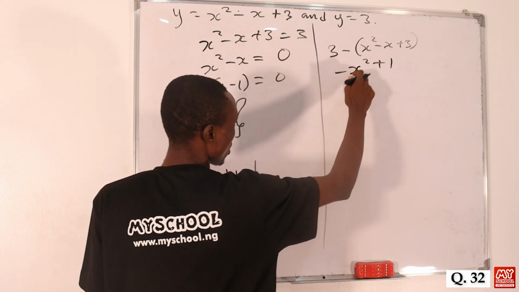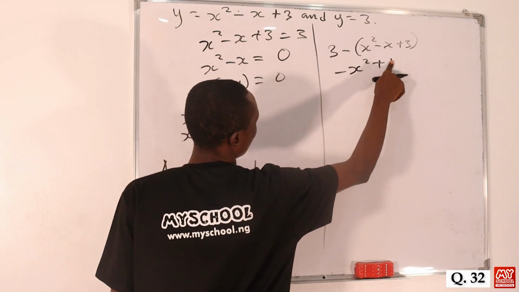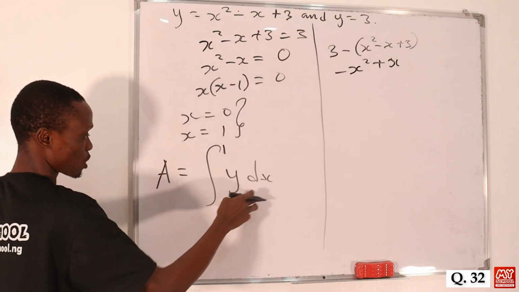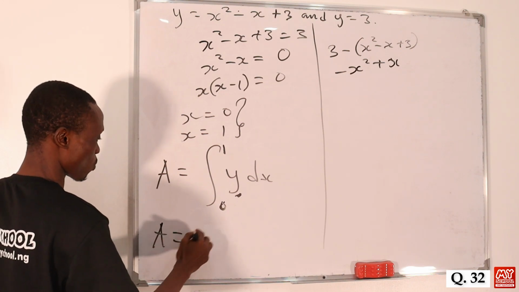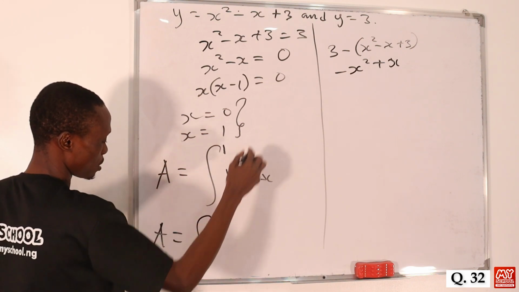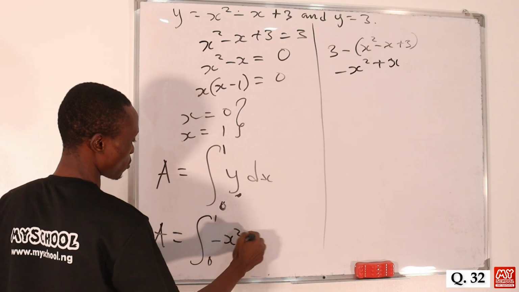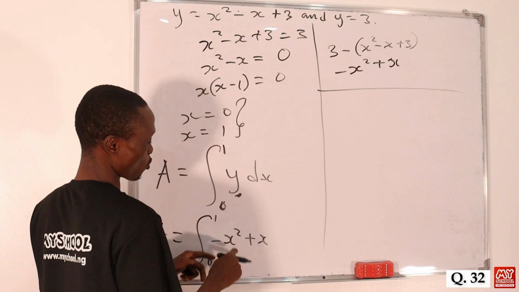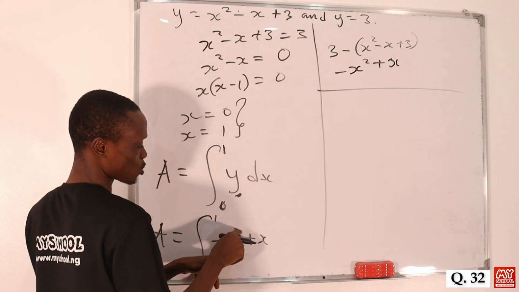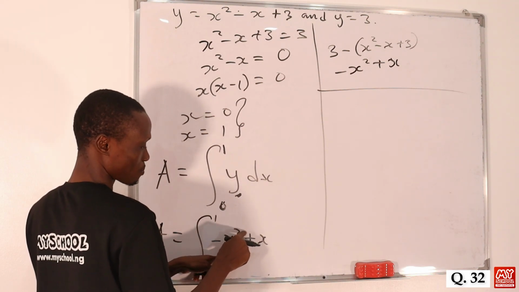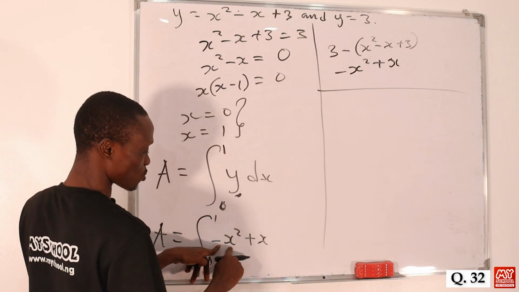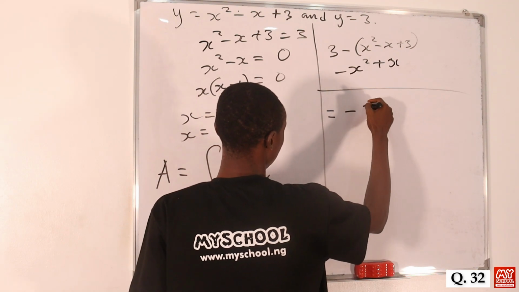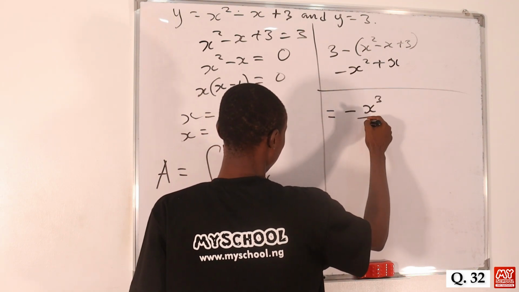Okay, so this is what we are going to be integrating. So this is actually x, not 1. So this is what we are going to be integrating with respect to x. So here we have the area equal to, then the limits, then minus x squared plus x. So for us to integrate, we simply add 1 to the power of x here. That will give us 3. Then we'll now use it to divide the x squared. So here we'll be having minus x raised to power 3, then divided by 3.